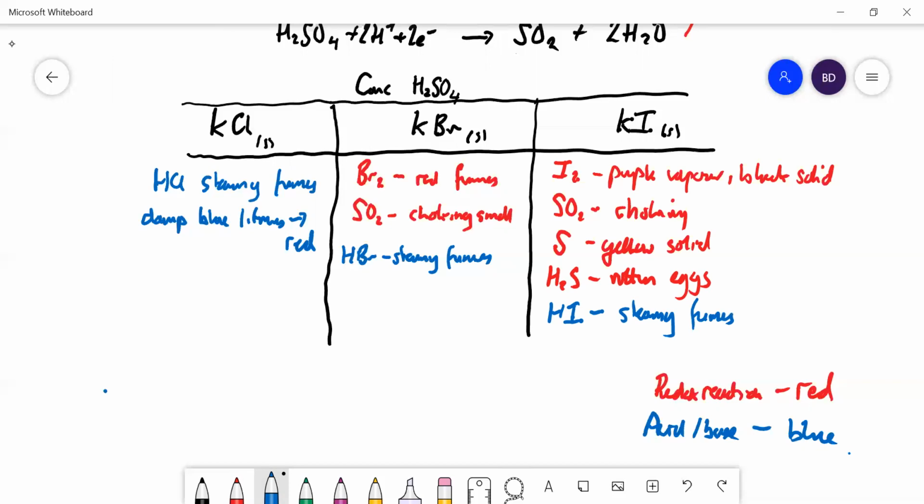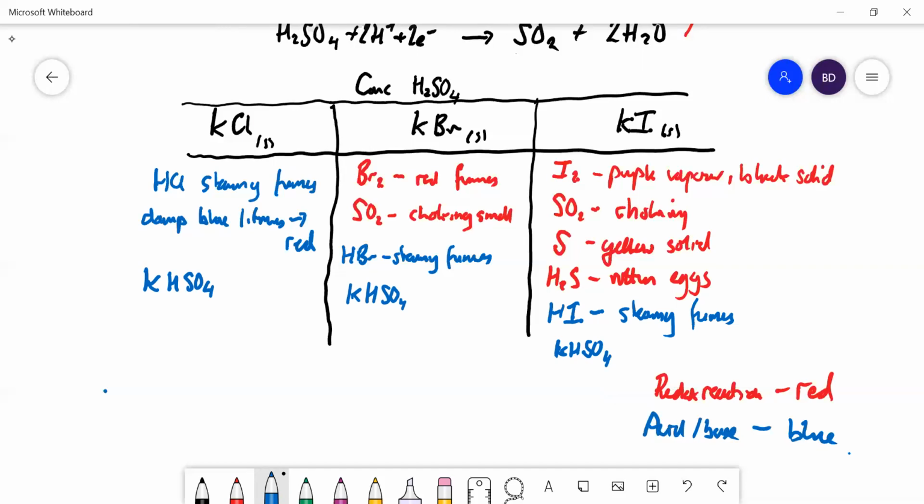We should also say that when you form HCl, because you're taking a proton off the sulfuric acid, you're going to get potassium hydrogen sulfate, and you'll also get potassium hydrogen sulfate there. I'm doing it in blue because it's not a redox product, it's an acid-base product, and you get potassium hydrogen sulfate there as well.